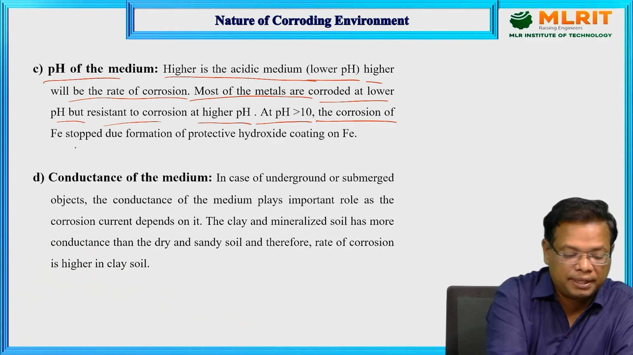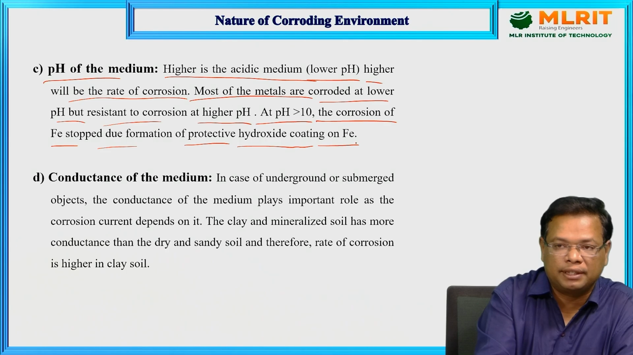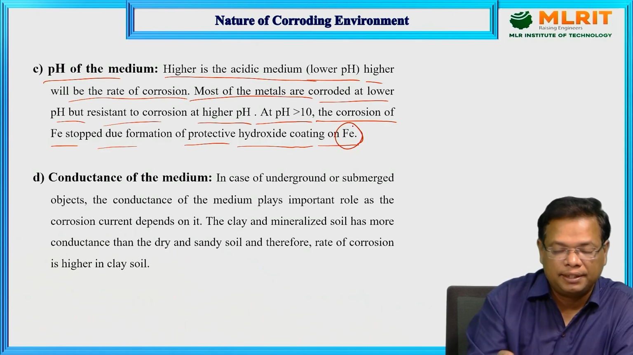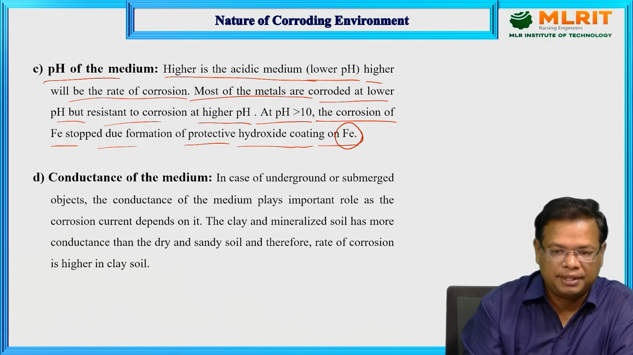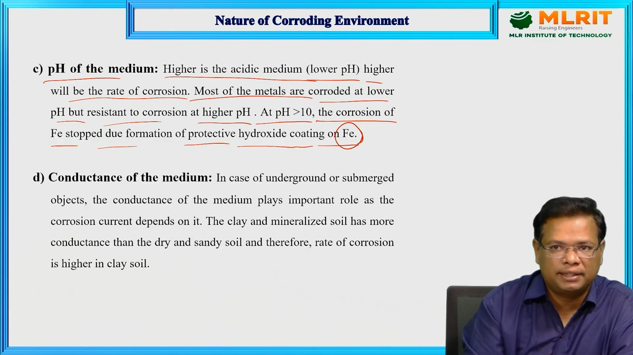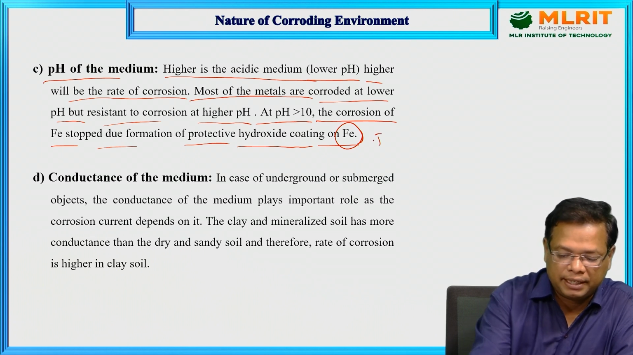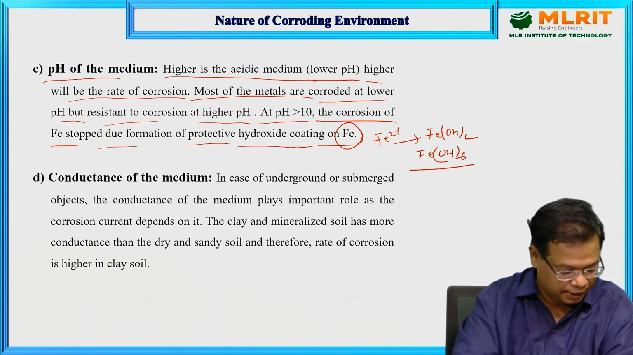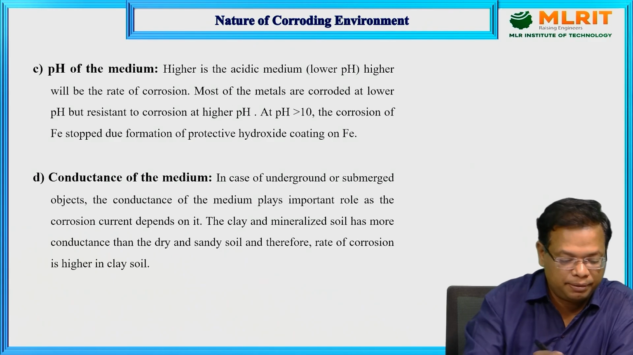The corrosion of Fe stopped due to the formation of protective hydroxide coatings on the iron. Why? Because in alkaline solutions, hydroxide ions always try to form protective layers like aluminum hydroxide, iron hydroxide, like that. Ferrous ions will form Fe(OH)2, Fe(OH)6, like this. These are the compounds. Generally, protecting layers will be formed.